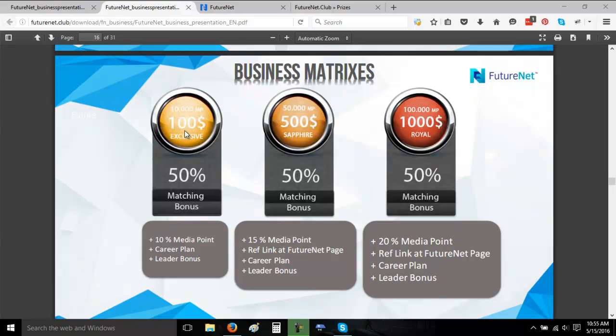So here at the $100 level, you'll get 10,000 media points. The next one after that would be 50,000 media points. And the next one after that would be 100,000 media points. And like I said, those are also very important too. And here shortly, I'll go ahead and explain why that is.